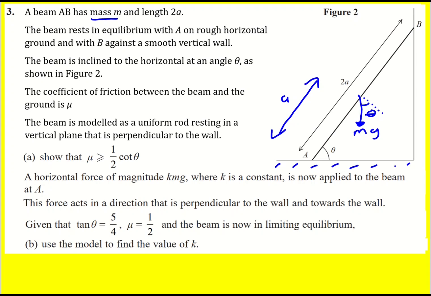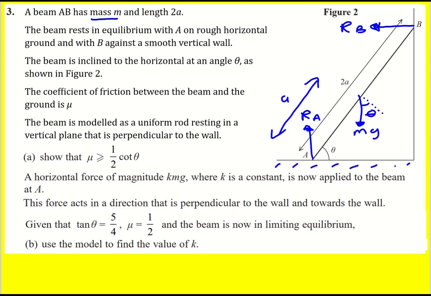So let's add on any other forces that we have. There's going to be a normal reaction coming from the ground. I'm going to label this capital RA. There's going to be a normal reaction coming from the wall. It must be pushing normal to the wall, so it's going to the left, and I'm going to call that RB.